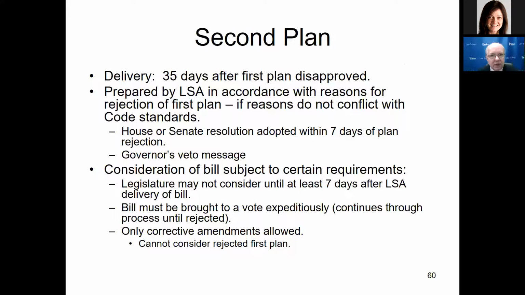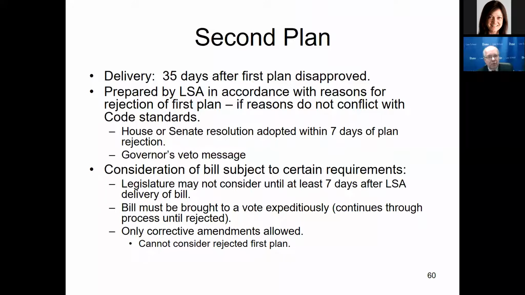If the first plan is rejected, the second plan is required to be delivered within 35 days after the first plan is rejected. It will be prepared by the Legislative Services Agency in accordance with any reasons for rejection of the first plan. And the House or Senate can provide by resolution for reasons why the first plan was rejected. Or the governor by veto message can also provide reasons. Keep in mind that those reasons cannot conflict with Iowa Code and constitutional standards.